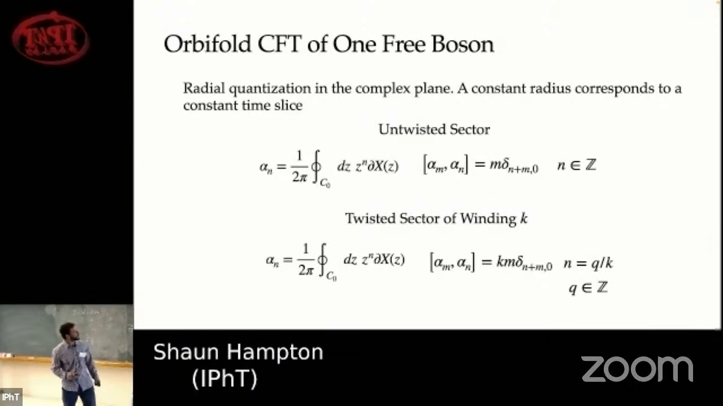And I can compute the commutation relations using the OPE expansions with del X. In the untwisted sector, N is an integer, but in the twisted sector, N is actually fractional. It's N equals Q over K, where K is the winding and Q itself is an integer, and likewise you can get the commutation relations.